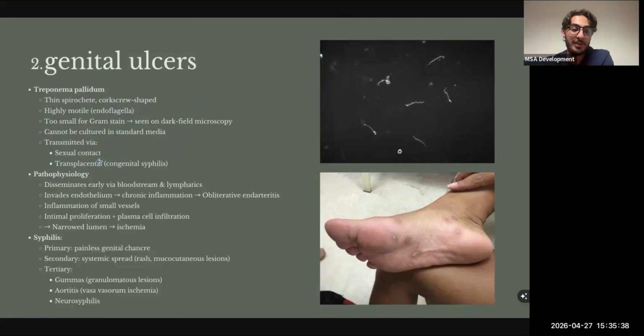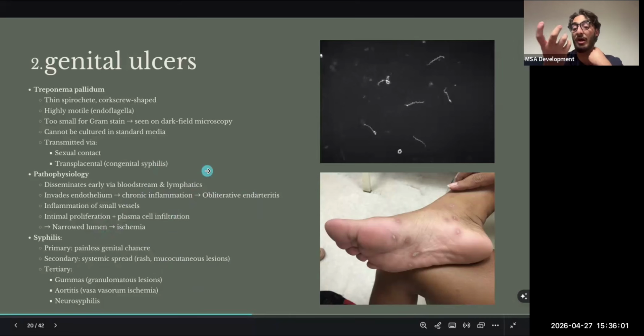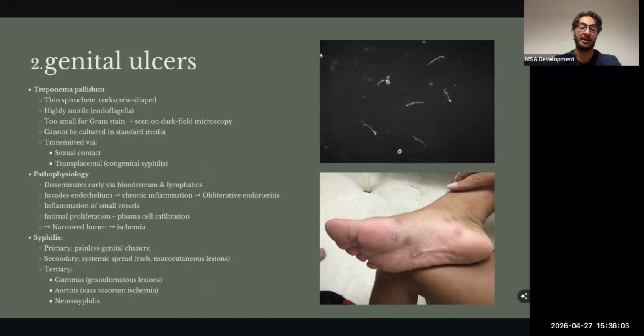These spirochetes themselves disseminate early via bloodstream and lymphatics, and they invade the endothelium. They're going to cause something called endarteritis, all right, obliterative endarteritis. And the arterioles themselves, the vessels themselves are going to be necrotic and they're going to be affected by these bacteria. And because of that, you're going to get ischemia and organ ischemia. And eventually that can cause the symptoms that we would see, like the gummas seen in tertiary syphilis and things like that. All right. You also are going to see plasma cell infiltration.